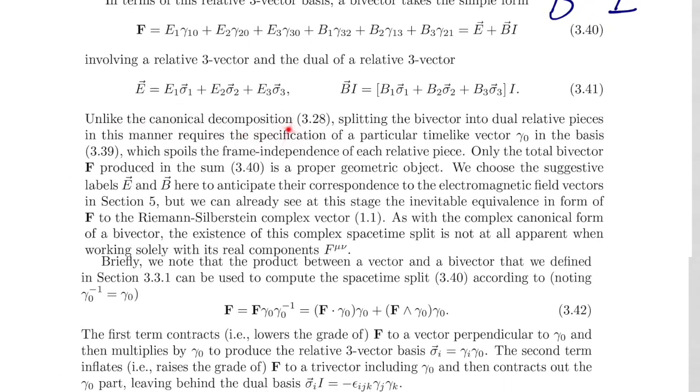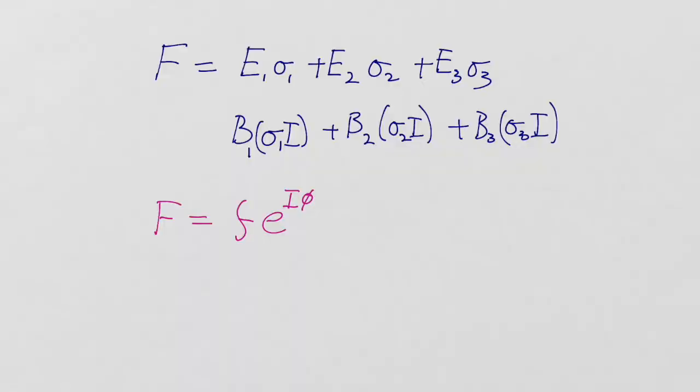Unlike the canonical decomposition 3.28, splitting the bivector into dual relative pieces in this manner requires the specification of a particular time-like vector gamma 0 in the basis 3.39, which spoils the frame independence of each relative piece. So that's important. So we've got to have a quick look, a reminder of 3.28 and 3.39, although they're pretty obvious when we see them.